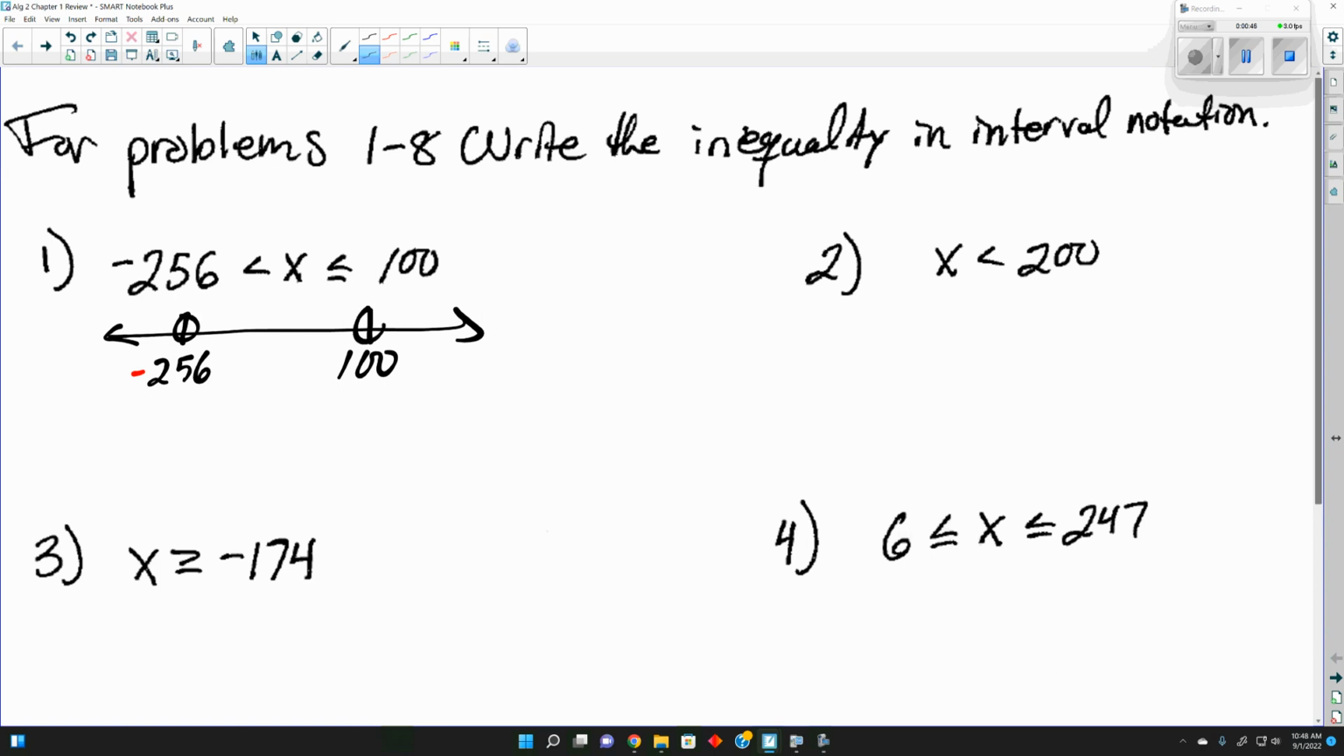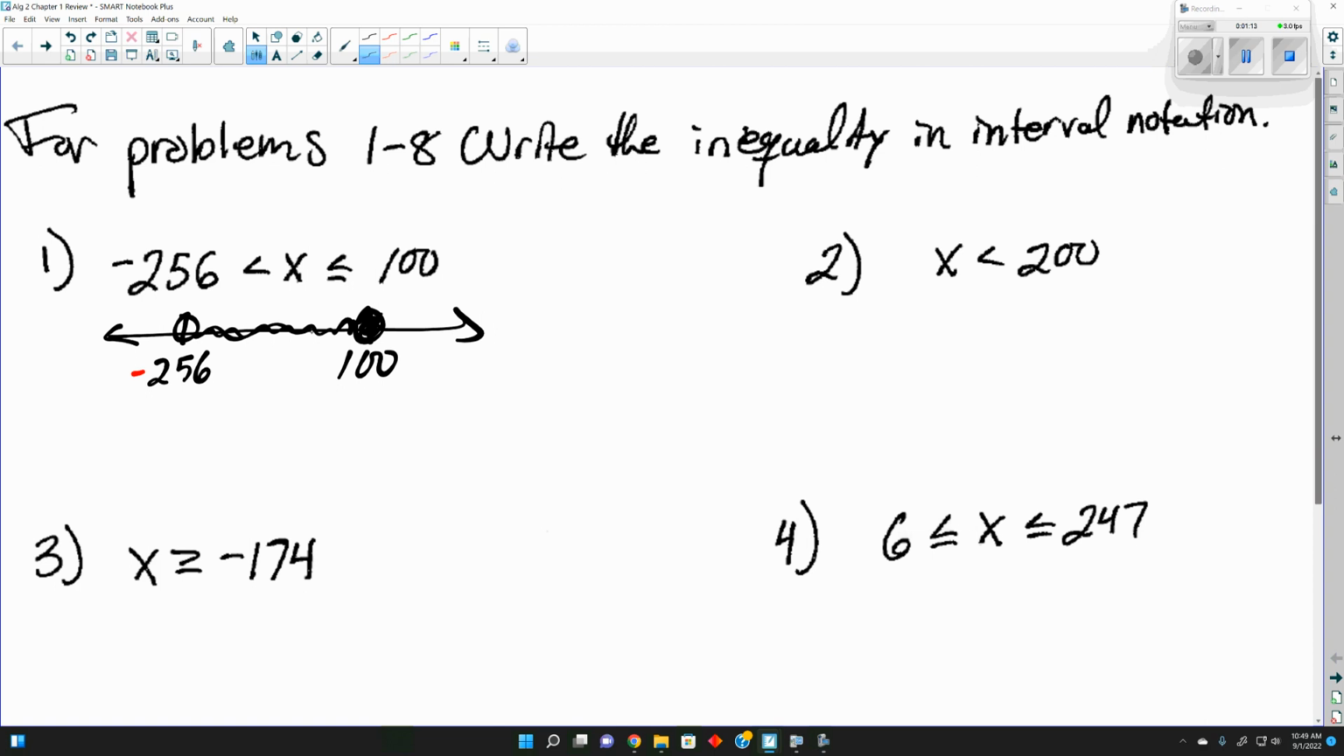And the circles at both of these. Now the 256 is going to be open because it's not equal to, and the 100 would be filled in because it is equal to. And then we would shade in the middle. The reason I start with this is because it's sometimes easier to write an interval notation if we're looking at the graph.